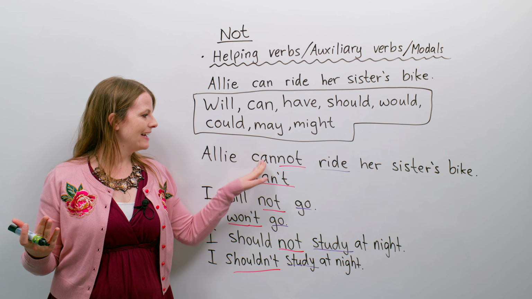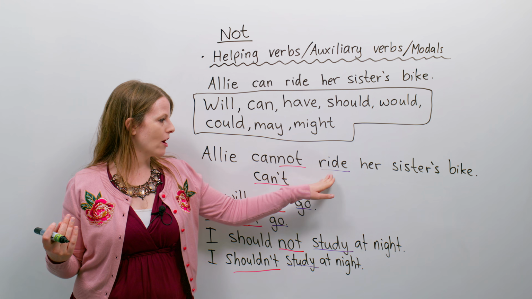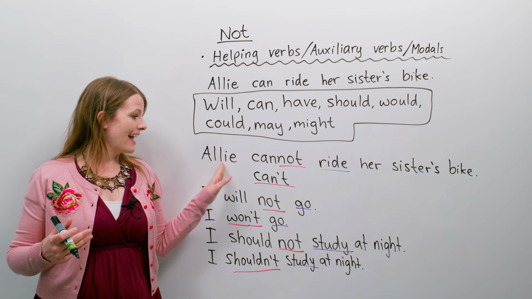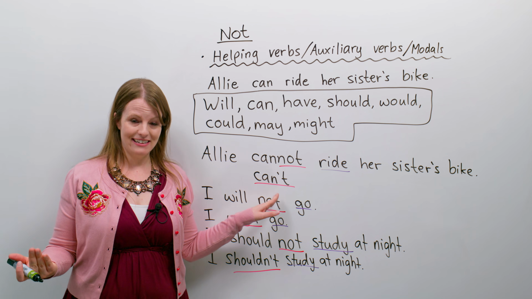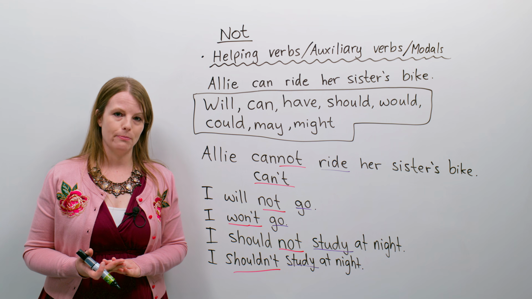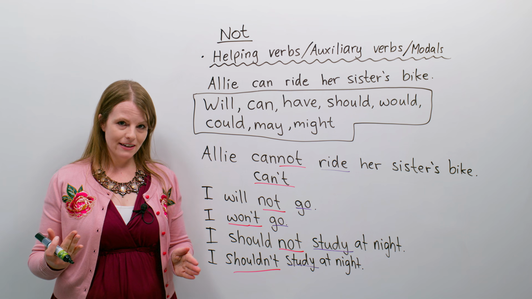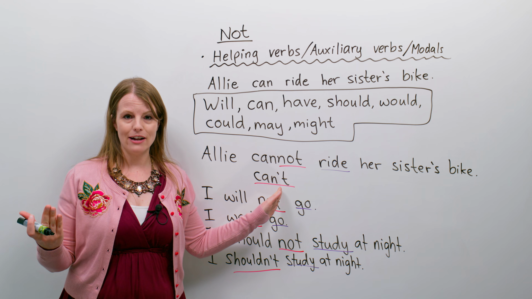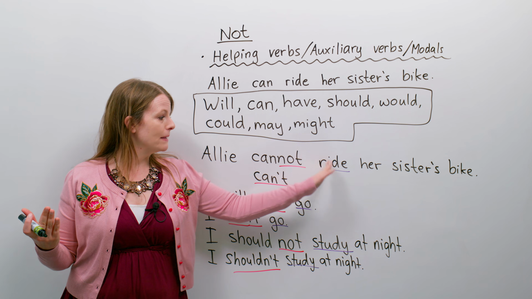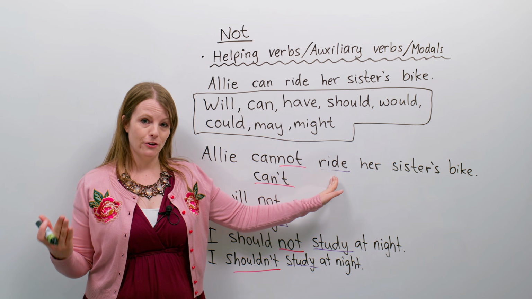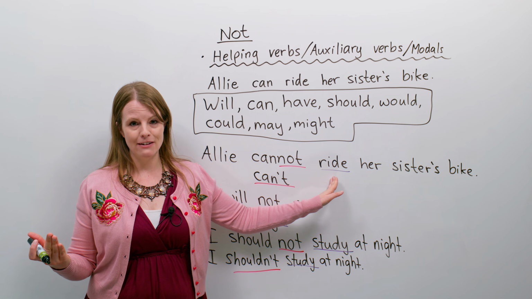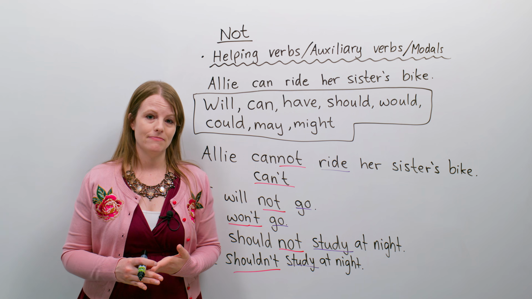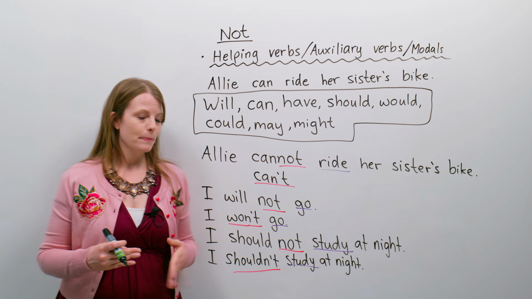We can say Allie cannot ride her sister's bike. Or we can say Allie can't ride her sister's bike. Notice not or the contraction can't is before the main verb. Ride is the main verb. Cannot or can't are the helping verbs in the negative form.